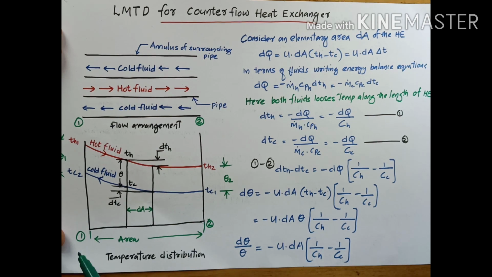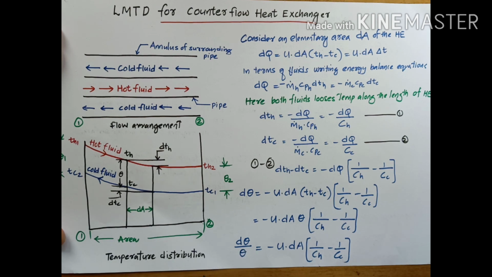Okay. This is section 1 and section 2. The hot fluid is entering the heat exchanger at a temperature of Th1 and the cold fluid is entering the heat exchanger from the other side with a temperature of Tc1. The hot fluid will be exiting the heat exchanger with a temperature Th2 and the cold fluid will be leaving the heat exchanger with a temperature of Tc2. Okay.